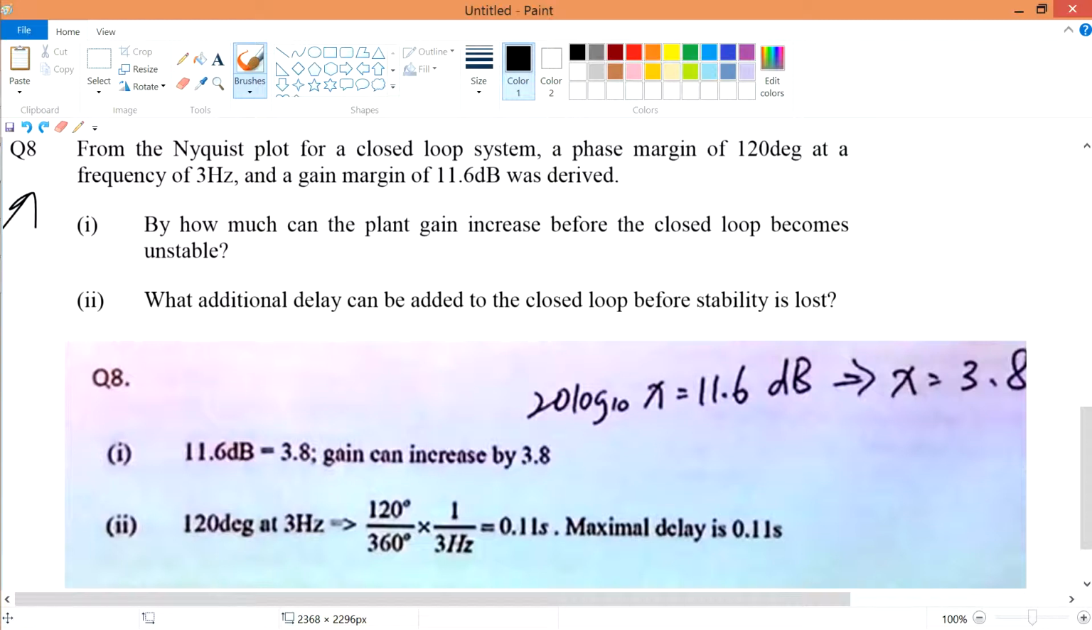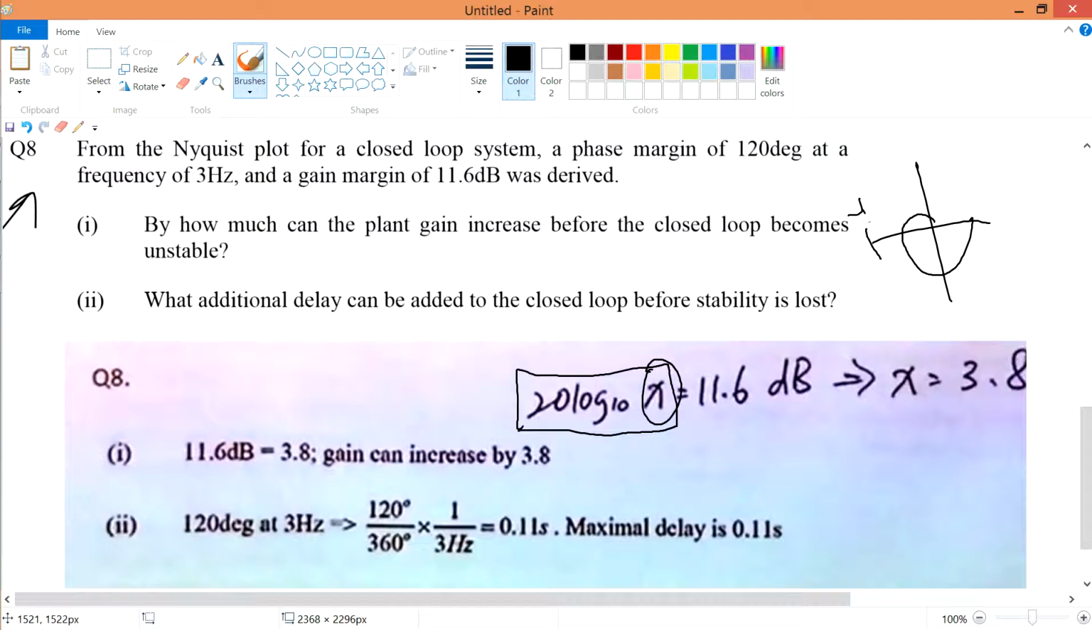But anyway, in order to find your gain: how much can the plant gain increase before the closed loop becomes unstable? This means that if you have your current system somewhere over here, and you have -1, it tells us how much gain we can give just to reach this particular point at -1. So how much gain can we allow? In order to do that, this is just a straightforward equation: 20 log 10 of your gain. This x is some of your gain, meaning the gain that we are looking at right now.